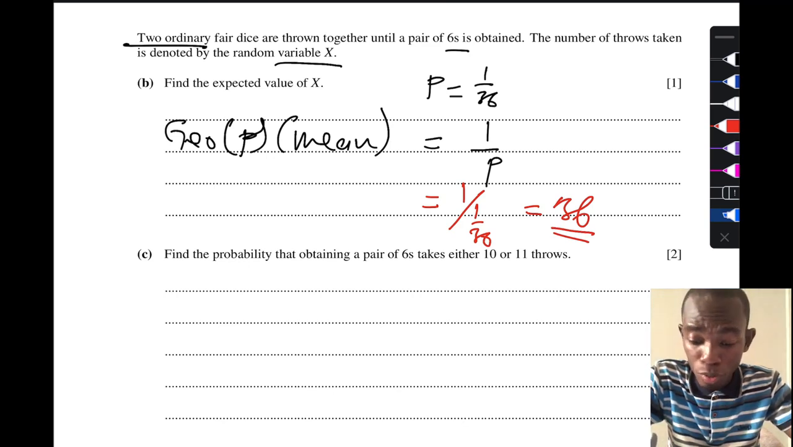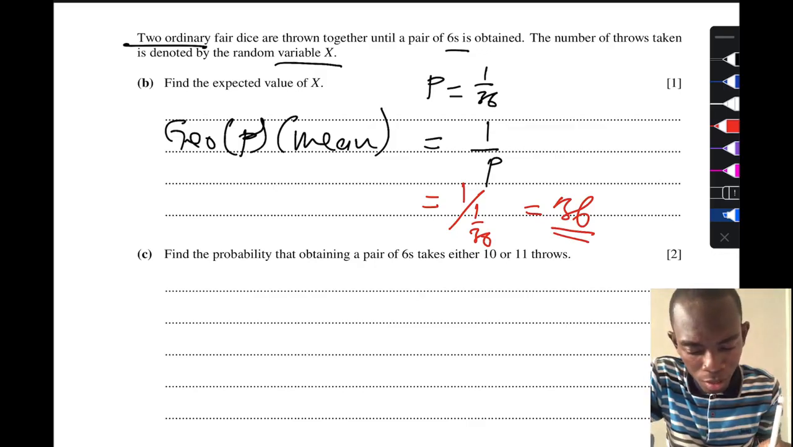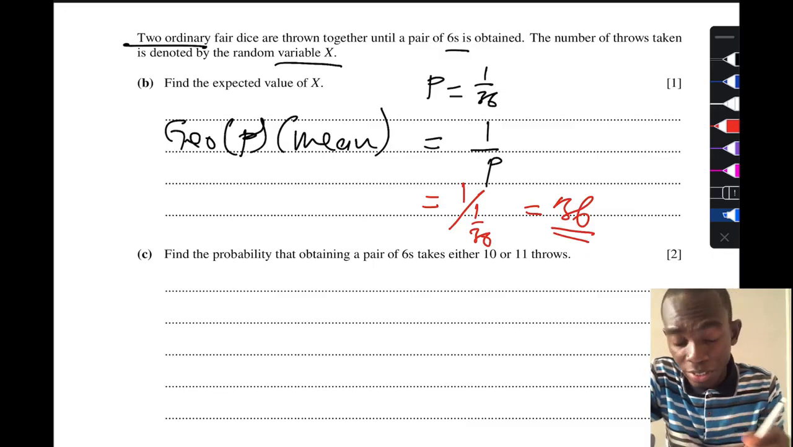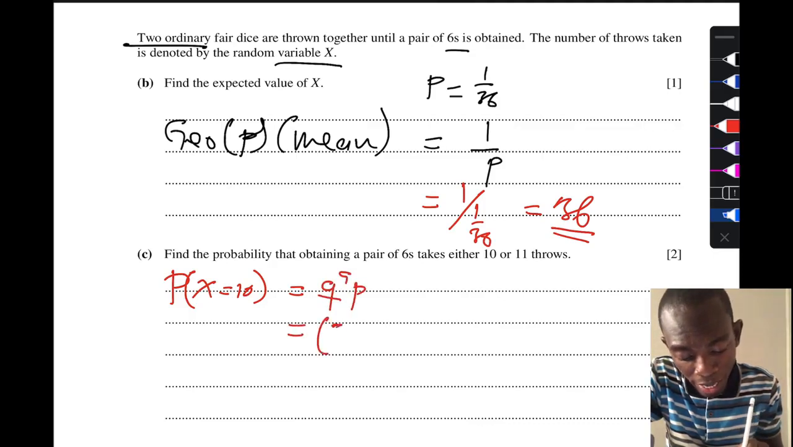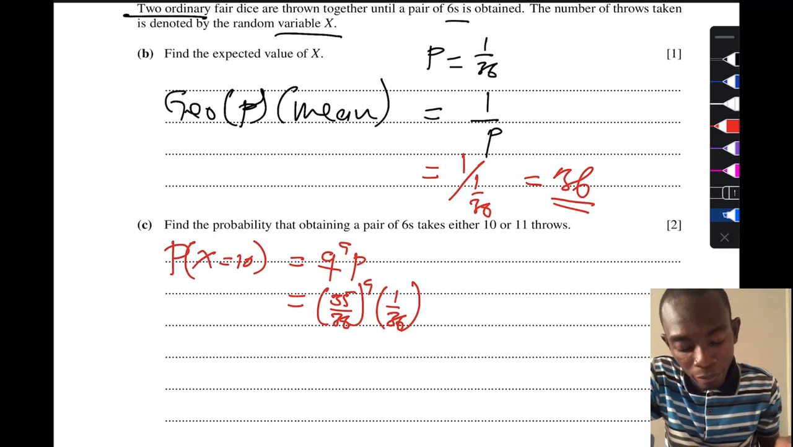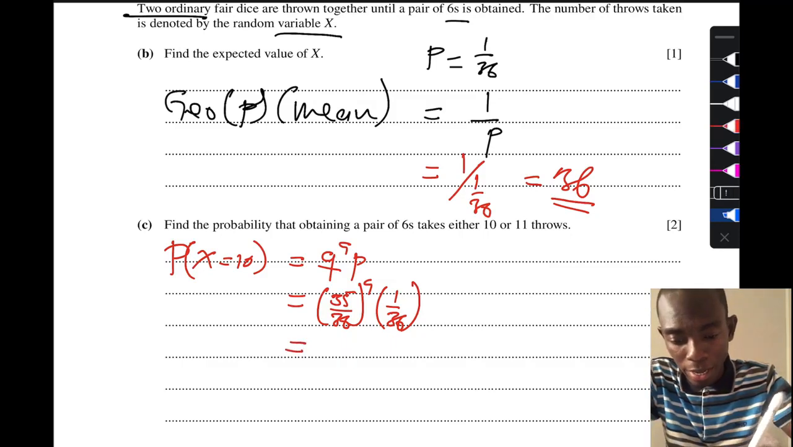The success is 1 over 36, and the failure, q, is 35 over 36, because 1 minus 1 over 36. So on the 10th trial, you're going to fail 9 times before there's a success. So the probability of x equals 10 would be q to the power 9 times p, that is 35 over 36 to the power 9 times 1 over 36.